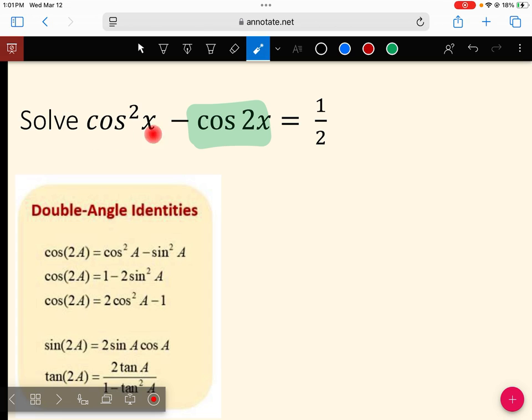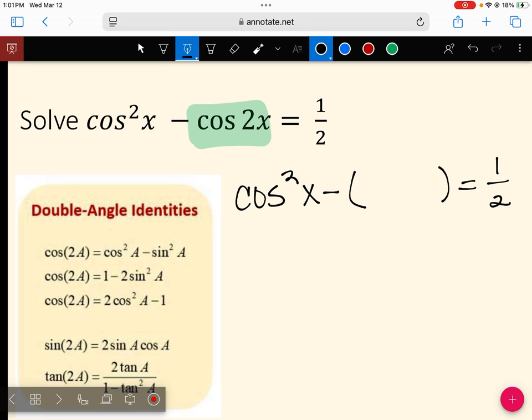The rest of our equation only has cosine. So would you use the first one, the second one, or the third one on the back of your pink sheet? The second one. So I'm going to substitute. So I have cosine squared x minus, and now inside of the parentheses, this is what I'm substituting in: 2 cosine squared x minus 1.